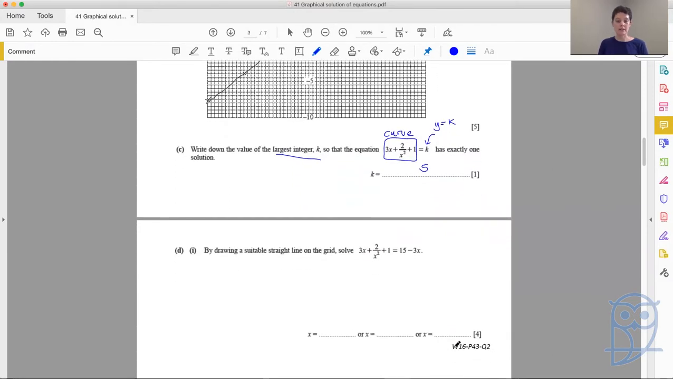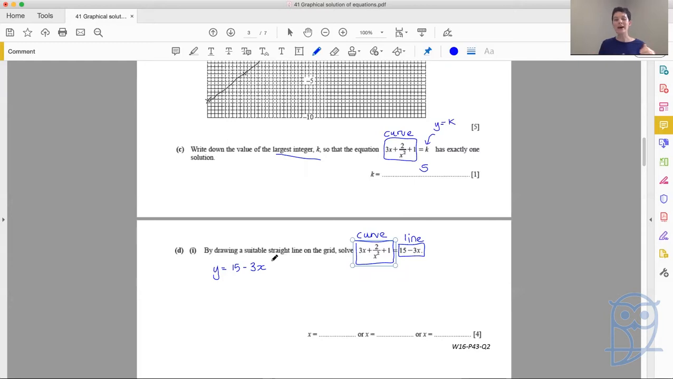Next part of the question asks us, by drawing a suitable straight line on the grid, solve 3x plus 2 over x squared plus 1 equals 15 minus 3x. And again, we go in there and we say, there is our curve. That's what's drawn on there in that grey line. So in order to solve an equation, we need to look for intersections. So if that is our curve, then the other side is our line. So our line is y equals 15 minus 3x.